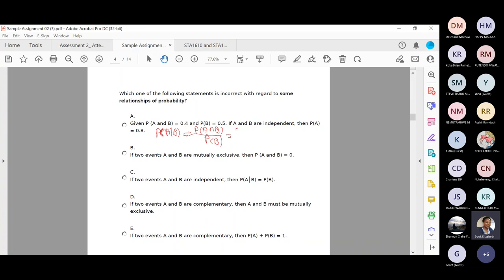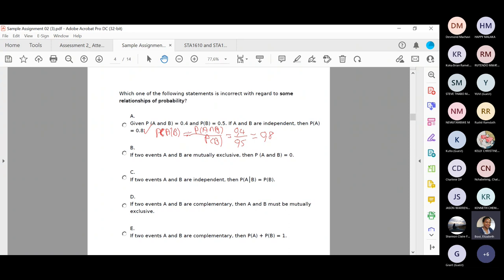The probability of A and B is 0.4, divided by the probability of B, which is 0.5. That equals 0.8. So therefore it means number A is correct, because if my probability of A given B is 0.8, then if A and B are independent, the probability of A will also be the same as the probability of the given, right? So number A is correct. Remember, we're looking for the incorrect one.